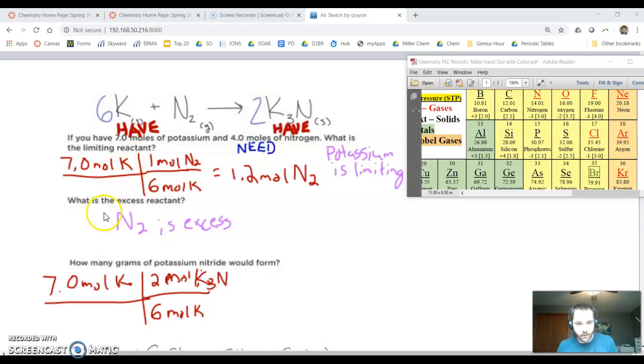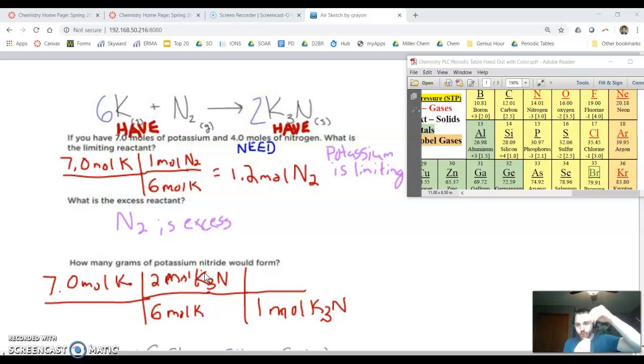So 2 moles of potassium nitride. But I'm not done because the question's asking me to go to grams. So going back to our Lego analogy, this is where we need to figure out, well, what does 1 potassium nitride weigh? Well, 1 potassium nitride is going to be equal to the mass of 3 potassiums, right? Picture if you took those potassium Legos, you took 3 of those, stacked them onto 1 nitrogen, you're going to produce 1 of that whole thing. And so what you're going to need to do is take 3 times the mass of a potassium.